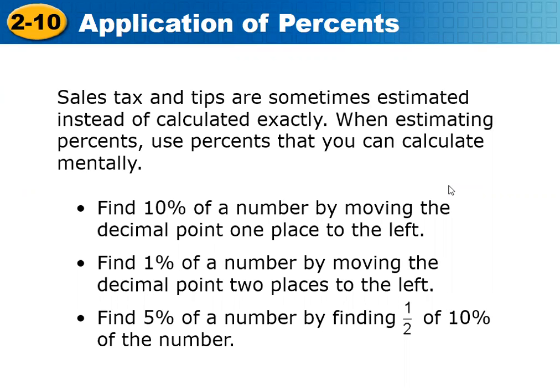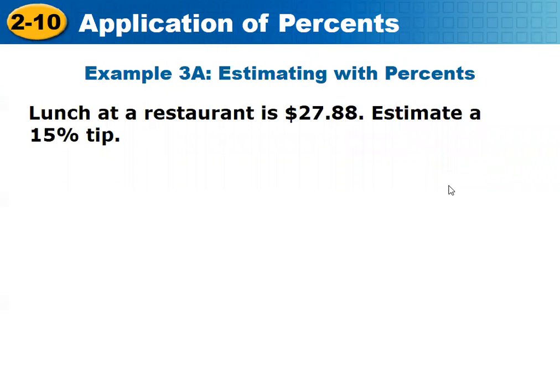Let me give you an example. Lunch at a restaurant is $27.88. Estimate a 15% tip. I said before, we have 3 ways to calculate the percent: 10%, 1%, 5%, right? But we didn't say anything about 15%. Do you think with me how we are going to calculate 15%? Yes, I can divide it into 2 parts, 10% and 5%. But also we have something here. It says estimate a 15% tip.